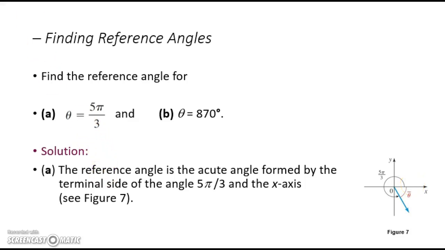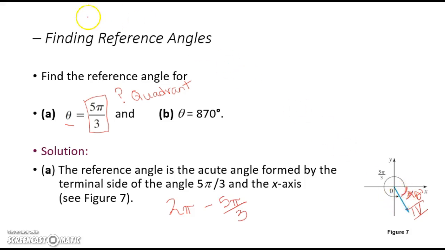So finding reference angles. Here we have theta equals 5 pi over 3. So the first thing we've got to determine is what quadrant that is in. So 5 pi over 3 is in quadrant 4. So in quadrant 4, and we're in radian measure, we're going to take 2 pi and subtract 5 pi over 3. And that's going to give us theta prime. That's going to give us that acute angle measure that is a reference angle for 5 pi over 3.